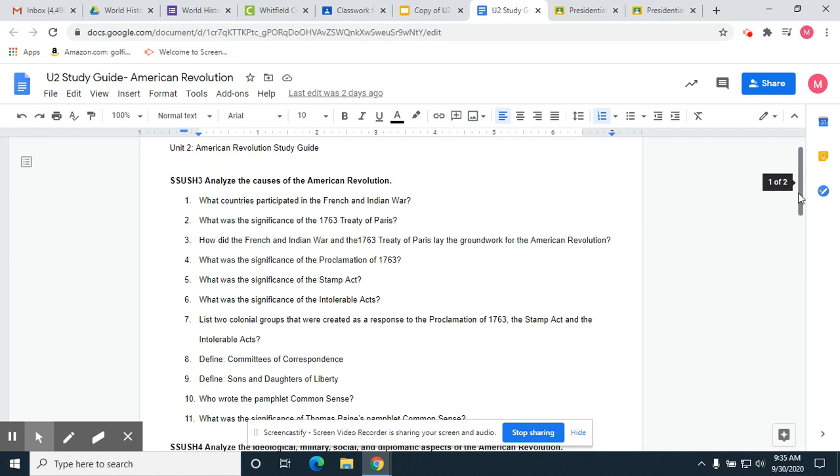Number five, what was the significance of the Stamp Act? Okay, the Stamp Act put a tax on anything, any type of printed goods. Okay, so paper.